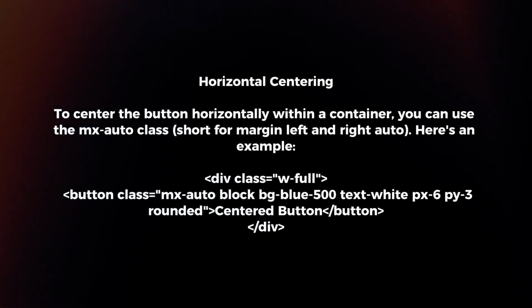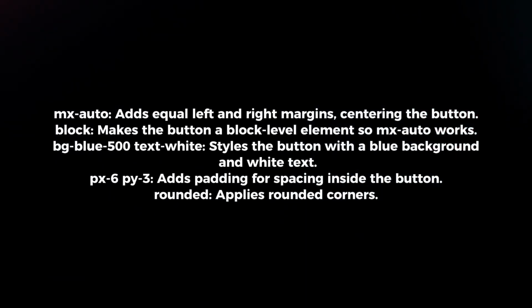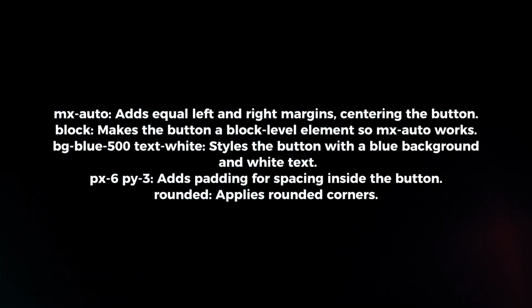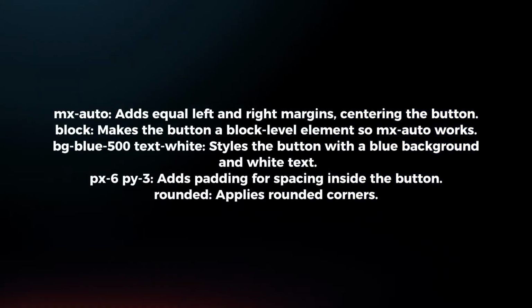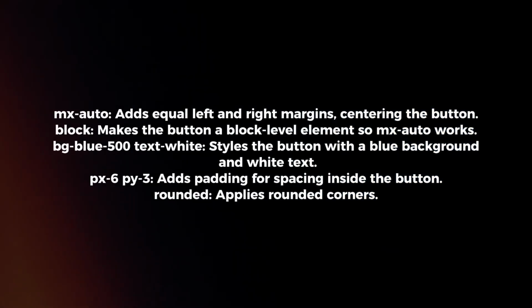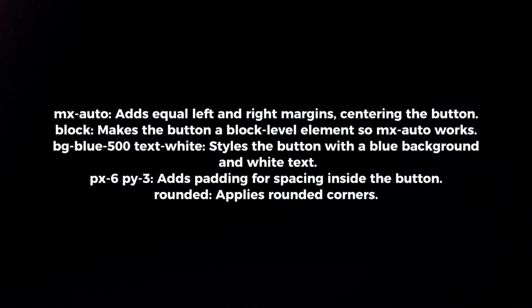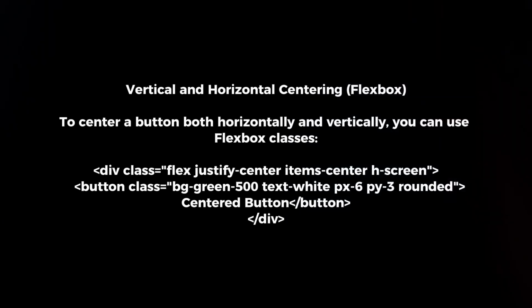Here's an example. mx-auto adds equal left and right margins, centering the button. Block makes the button a block-level element, so mx-auto works. bg-blue-500 text-white styles the button with a blue background and white text. px-6 py-3 adds padding for spacing inside the button. Rounded applies rounded corners.